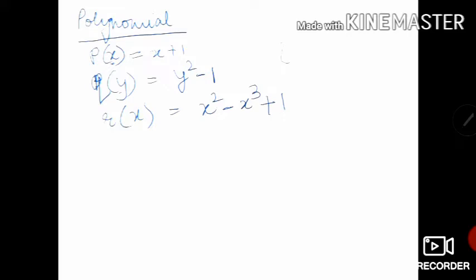Now, we are considering examples where there is only one variable. However, a polynomial can have more than one variable. For example, x cube minus xy plus y square is also a polynomial, but this polynomial is in two variables.